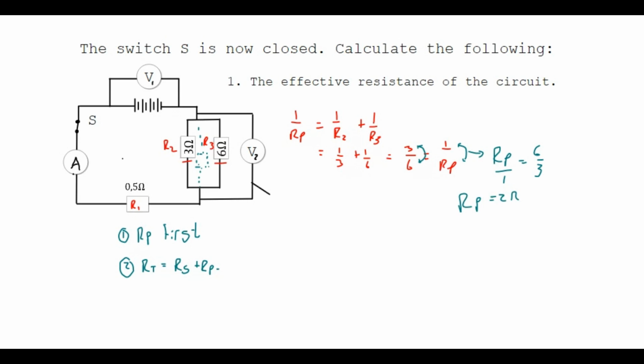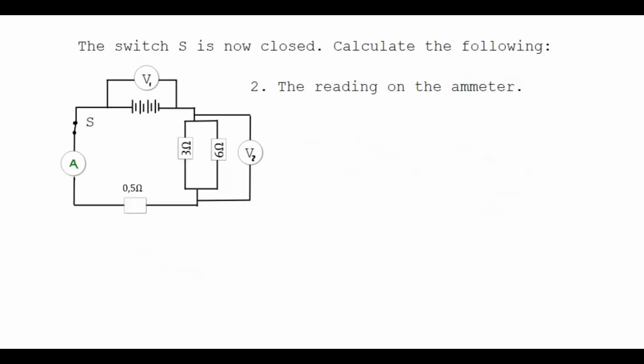So now we can look at R total. R total equals R series plus R parallel. What was the resistance in series? It was 0.5 ohms. So we have a half plus 2 equals 2.5 ohms. Okay, let's move on. Next question.